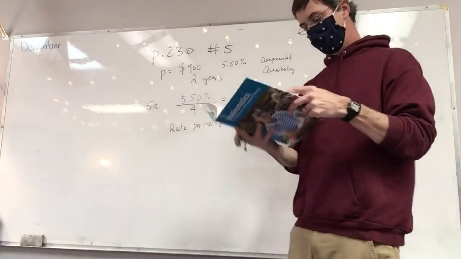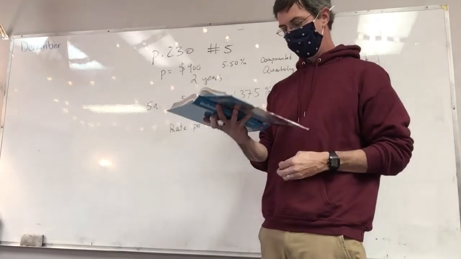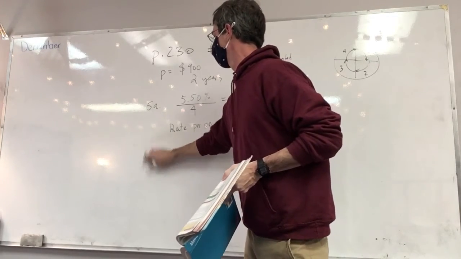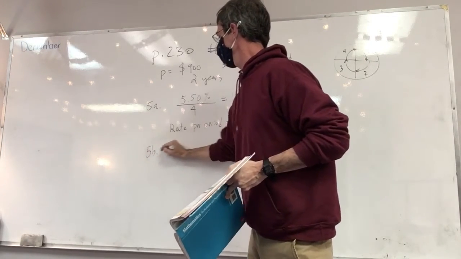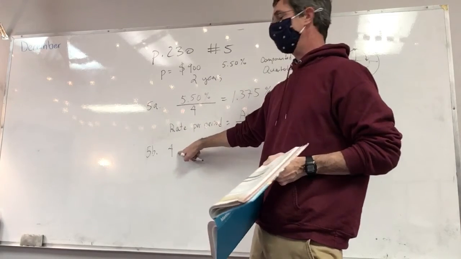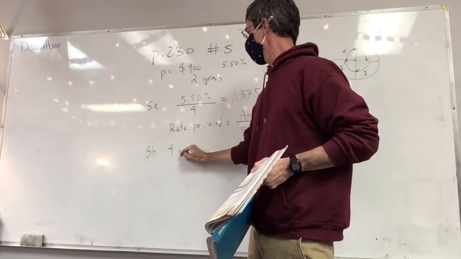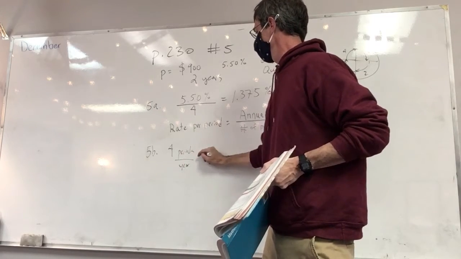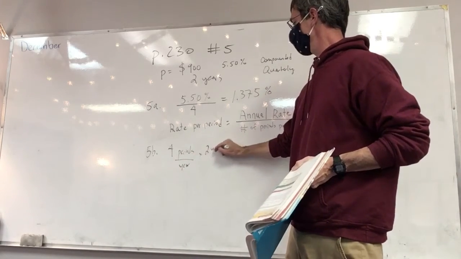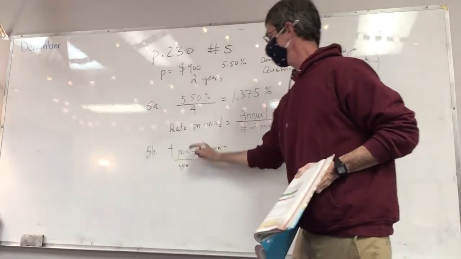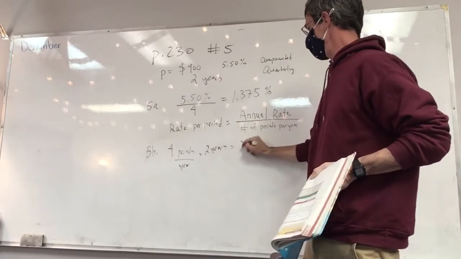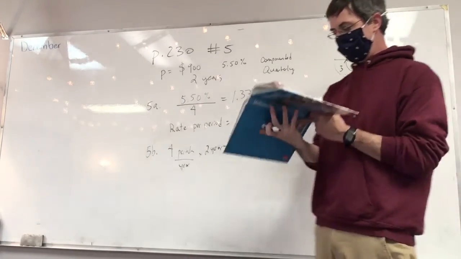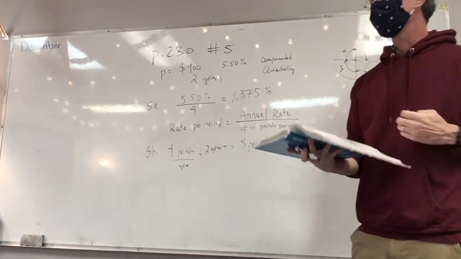So then we need to do 5b, which is the total number of periods. So that'd be 4 times 2. 5b is 4, the number of periods per year. Look how the units are going to work out. Periods per year times 2 years. My years cancel, I'm left with the periods, and I have 8 periods. So that's 5b.